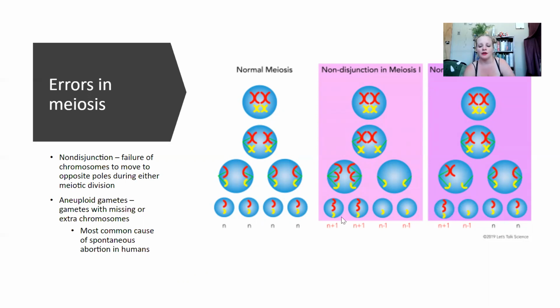Typically, if we have gametes that have too many or too few chromosomes, and that gamete survives and participates in fertilization, generally that zygote is aborted. That's spontaneous abortion, where nature's like, this isn't going to work. Because if you have too many or too few chromosomes, your gene expression is not going to be right.